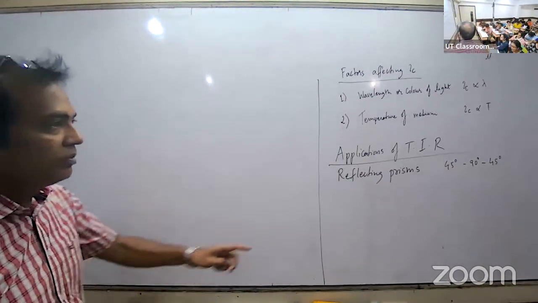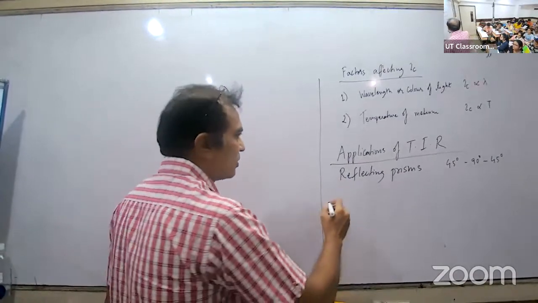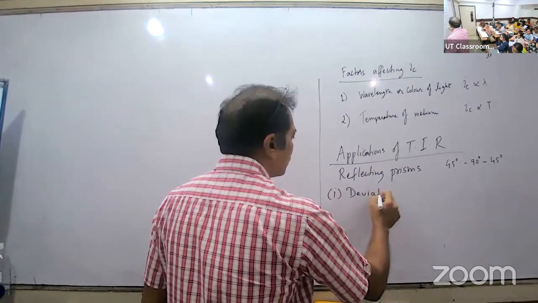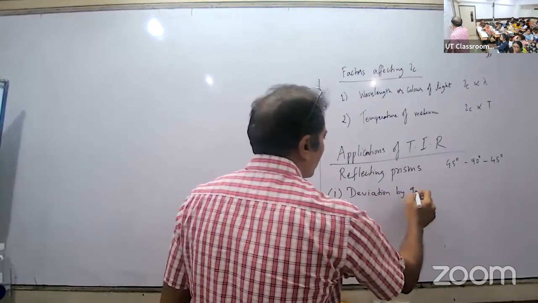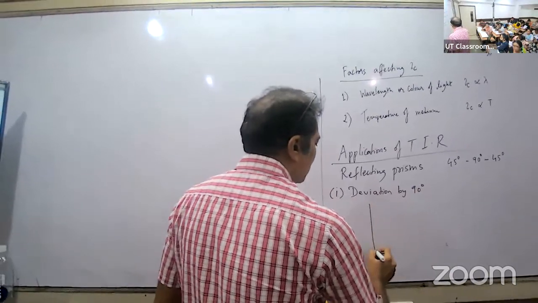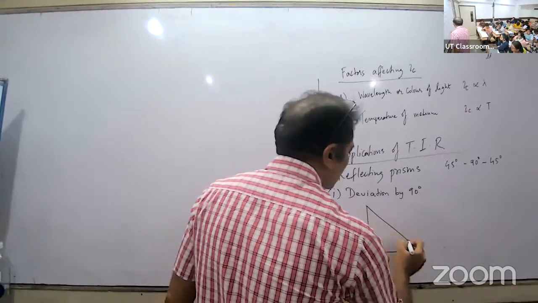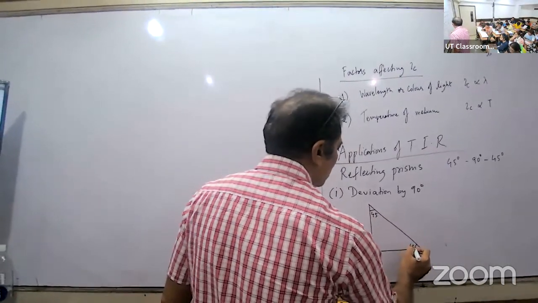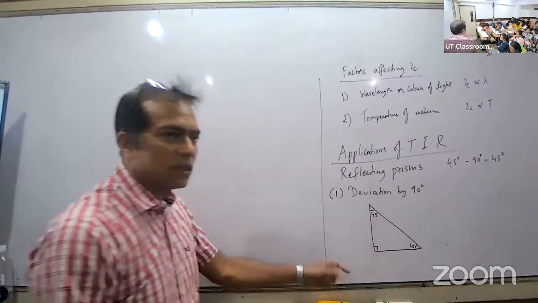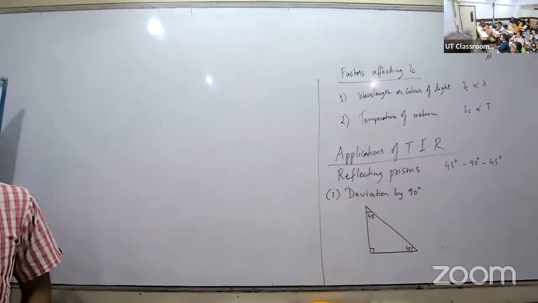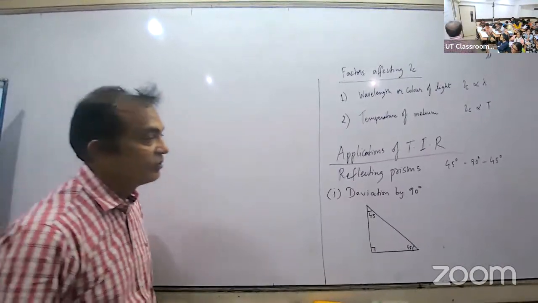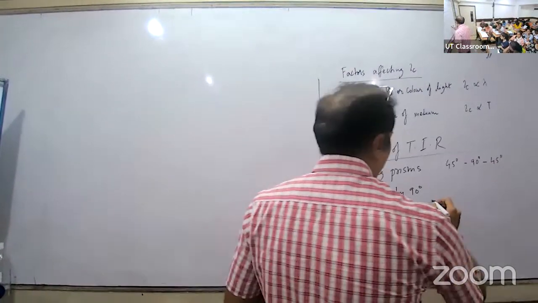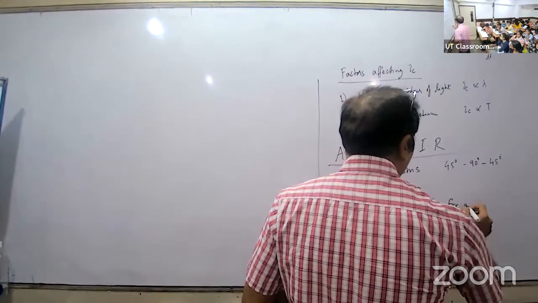So basically you will use it. The first application is deviation by 90 degrees. Suppose I use the prism like this. This is 45. This is 45. Now this is a glass prism. For glass, critical angle is 42 degrees. So you have to remember this. 42 degrees. IC for glass.